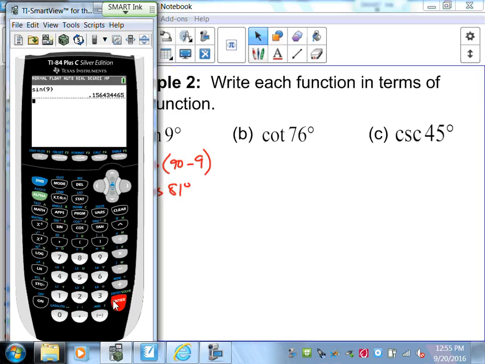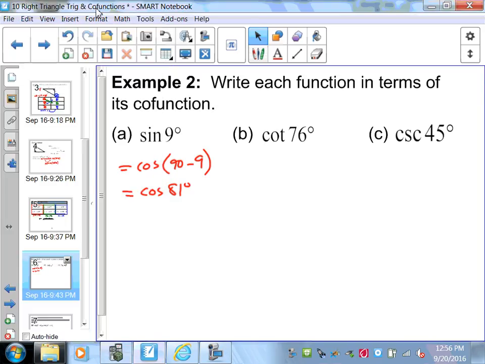Excellent. Now type in the cosine of 81. Without hitting enter, what do you think it's going to be? The same thing, because they are cofunctions. So basically, we found the same value for two different functions. And again, 9 plus 81 is 90. I'm really pushing that one on.